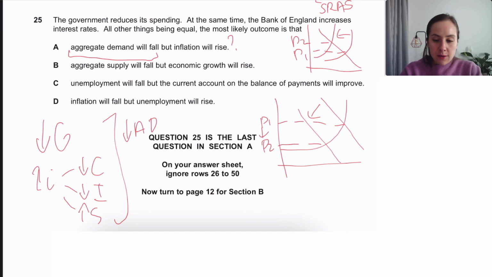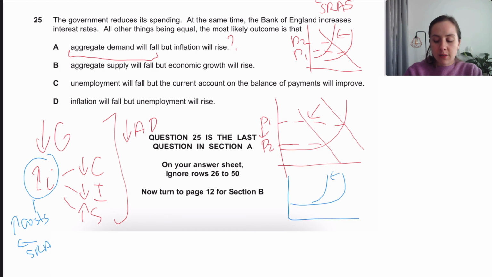I suppose you could argue that increased interest rates, as we mentioned, could increase costs of production, so it could shift your short run AS to the left. So maybe you could argue that there could be some increase in prices. So it's possible, but I don't think it will. Aggregate supply will fall. Yes, that's what I've drawn. But economic growth will rise. No, certainly not. You've got two things decreasing. Unemployment will fall. No, it looks like the economy is shrinking.